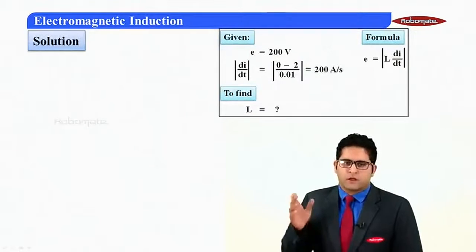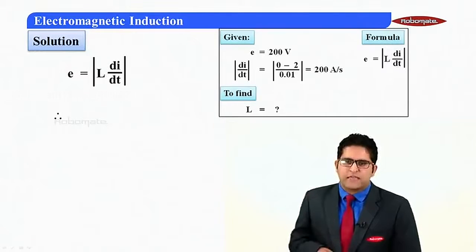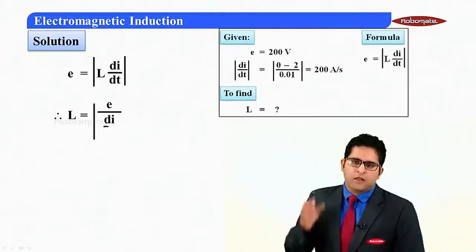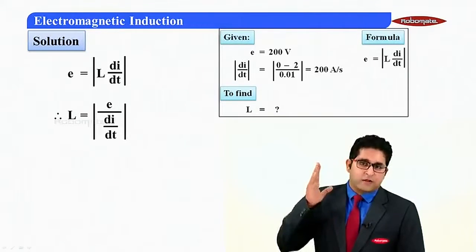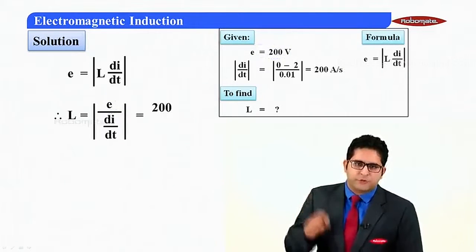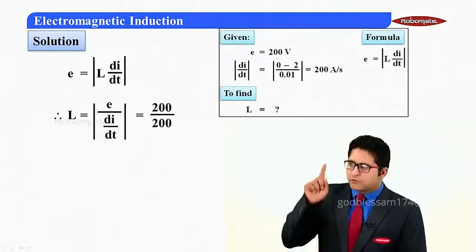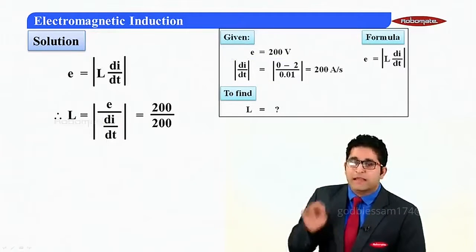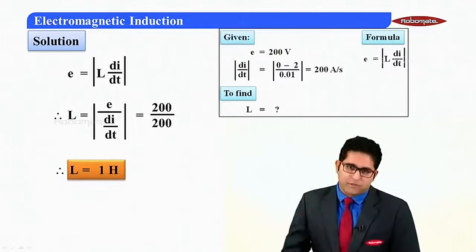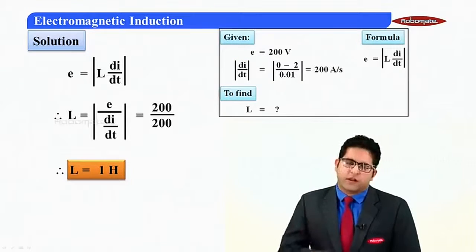Now let us start with the solution. We know the formula E equals mod of L di by dt, and therefore L equals mod of E upon di by dt. Now see the given data. We know the value of E. What is the value of E? It is 200 volts. So let us substitute. And di by dt is also equal to 200 ampere per second. So here we will get 200 upon 200, and finally we will get L equal to 1 Henry. So in this case, the coefficient of self-inductance is equal to 1 Henry.